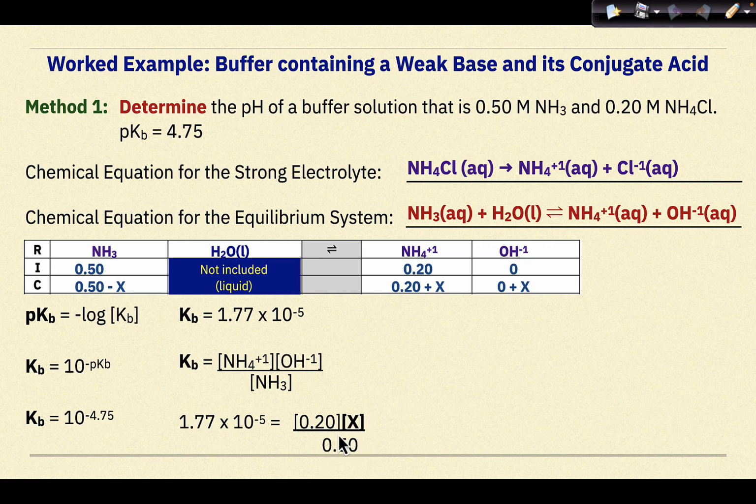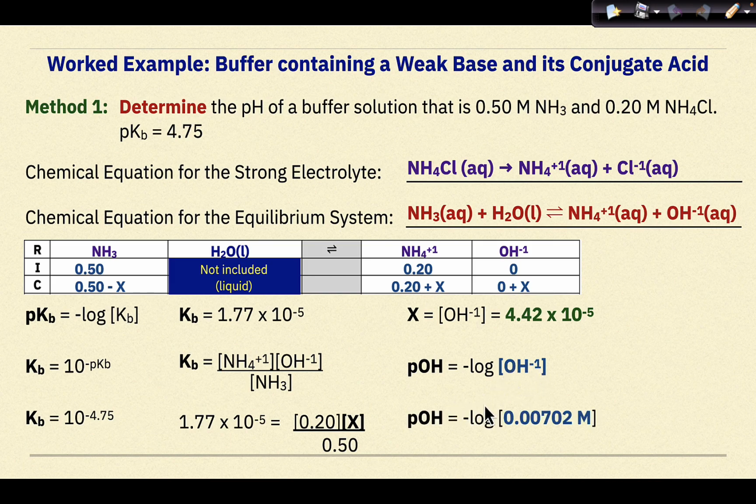If we do this calculation, X is equal to the hydroxide ion concentration of 4.42 times 10 to the negative 5. Once we have the hydroxide ion concentration, we can calculate pOH, because pOH is equal to the negative log of the hydroxide ion concentration. When we substitute in our value, we can solve for pOH, and pOH is 2.15. If we subtract this number from 14, we find that our value for pH is 11.85.